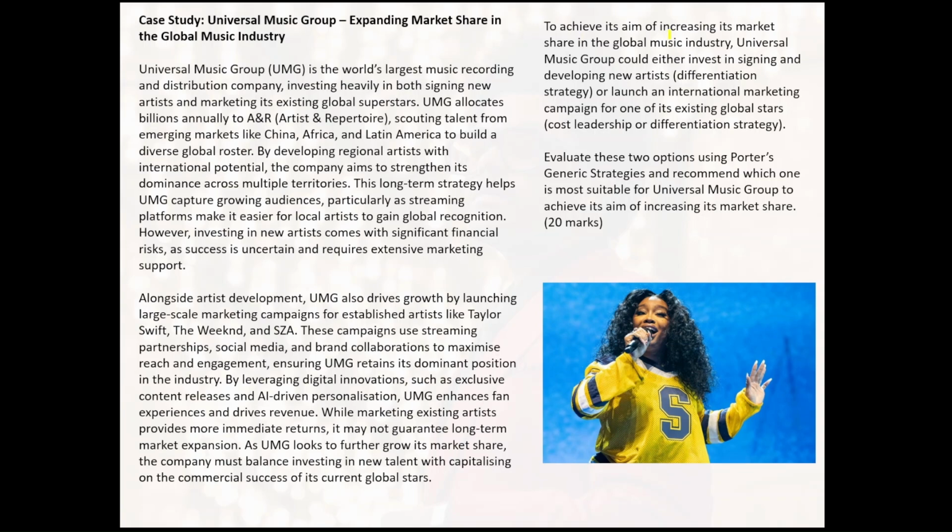Looking at this question, to achieve its aim of increasing market share, so straight into an aim, which is normally the hook. If they repeat it, then it is the hook. In the global music industry, Universal Music Group, or UMG, as I would write in my essay, could either invest in signing and developing new artists, so a differentiation strategy, bringing some new talent in, or launch an international marketing campaign for some of its existing global stars. So we could do a bit of cost leadership in there. We could talk about this as differentiation if they're not already that sort of music in the marketplace.